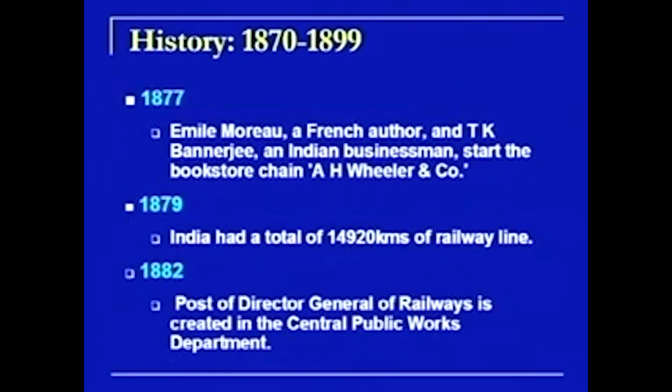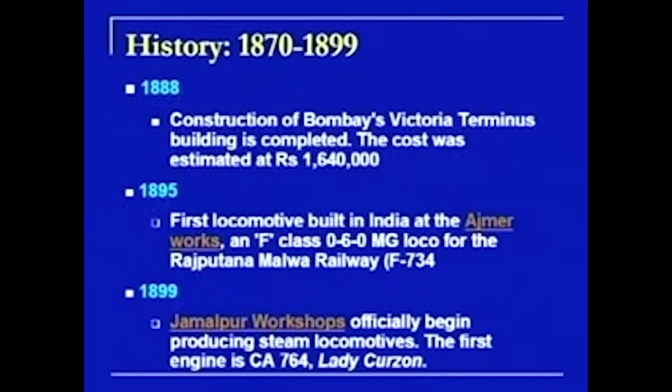Continuing with the history of Indian railways, at a number of stations we have seen the bookstores with the name A. H. Wheeler and Company. This company was set up in 1877 by a French author and an Indian businessman. So, it has a long history. In 1882, the post of Director General of Railways was created in the Central Public Works Department, which was controlling at that time the operation and construction of Indian railways.